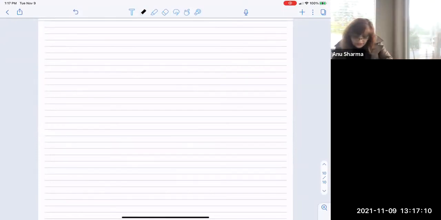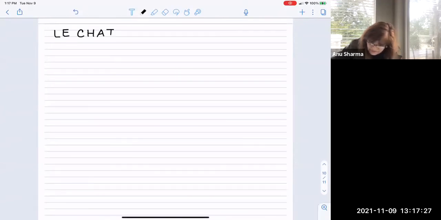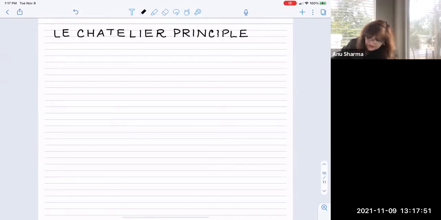All right, now we are going to look at the next piece, which is Le Chatelier's principle. Okay, Le Chatelier's principle is basically this: this equilibrium is of no use to us. Chatelier, C-H-A-T-E-L-I-E-R. Le Chatelier's principle is of no use. Why? Because the equilibrium is not giving us the final products, because that's what we want.